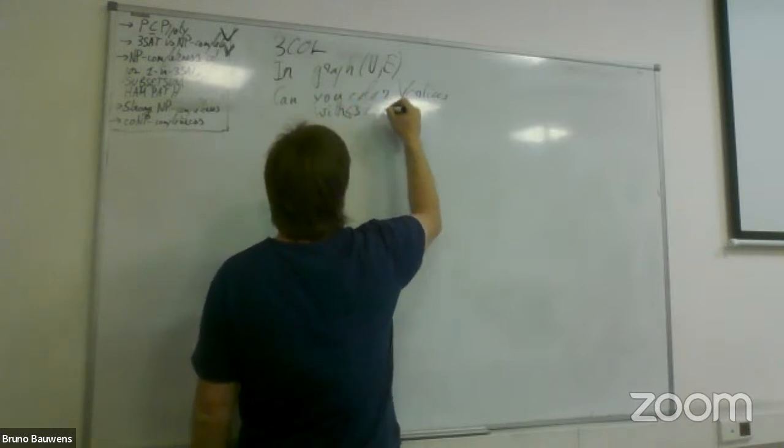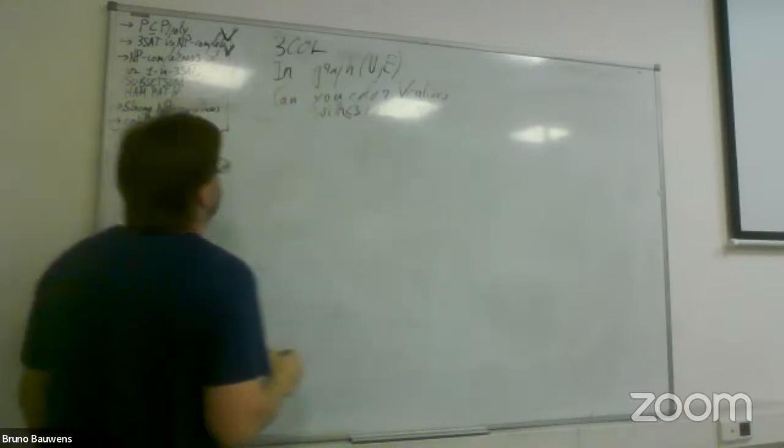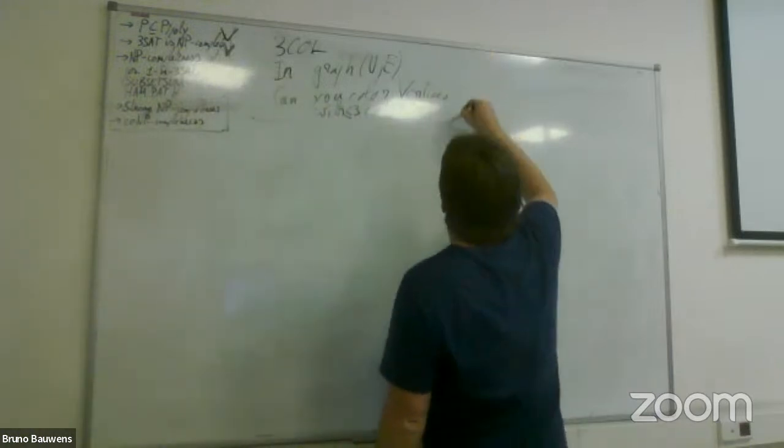Or at most 3 colors. The graph is bipartite and 2 colors work. And so now, what is the positive 1-in-3 SAT problem?